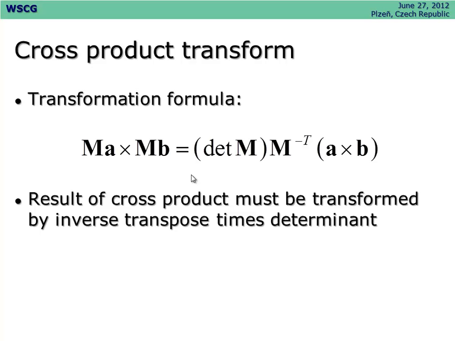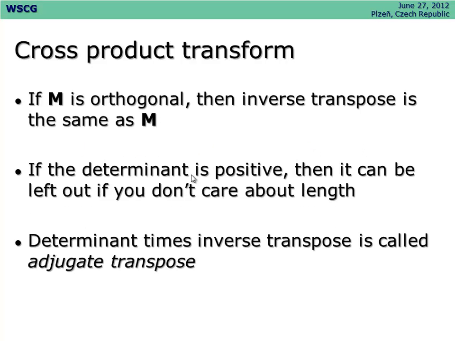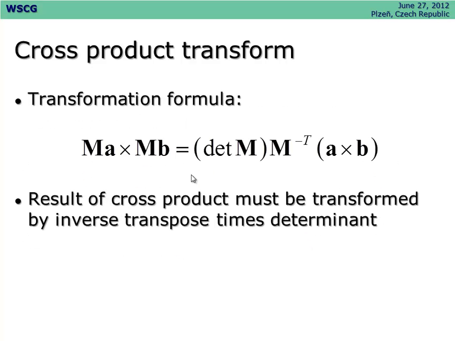So here's the correct formula for transforming a cross product. If M transforms vectors from one coordinate system to another, then determinant M times M inverse transpose correctly transforms the cross product of two vectors from one coordinate system to another. So why is this the case? I'll get back to that in just a second.